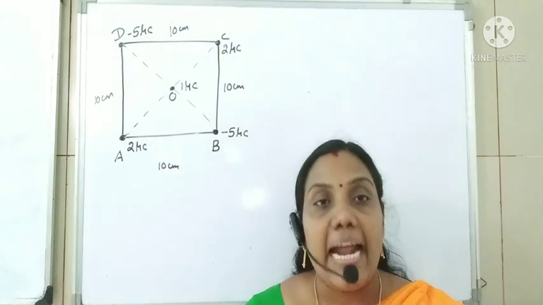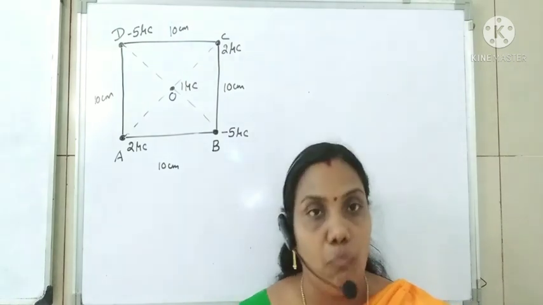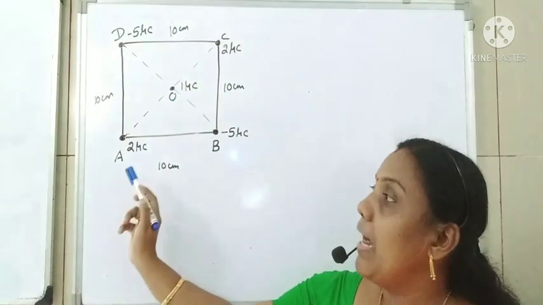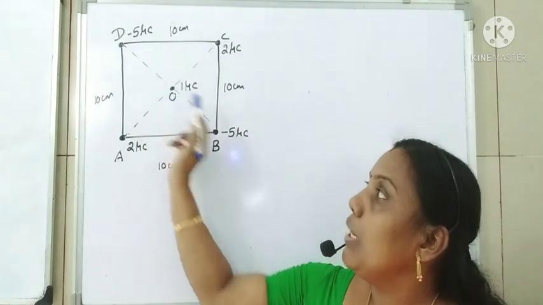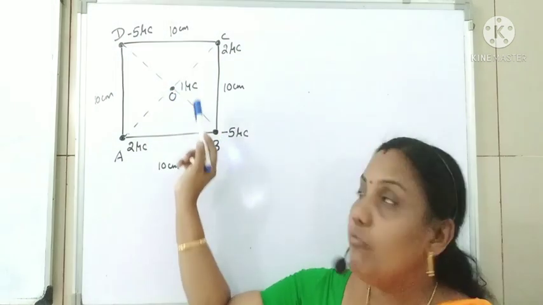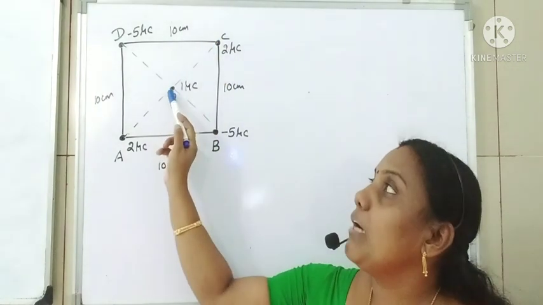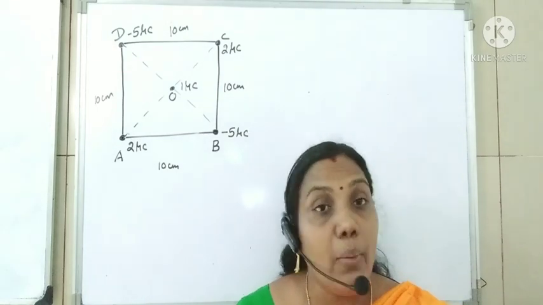How many forces are acting on that 1 microcoulomb? There are 4 forces acting on it. Force on 1 microcoulomb by the charge at A. Force on 1 microcoulomb by the charge at B. Force on 1 microcoulomb by the charge at C. Similarly, force on 1 microcoulomb by the charge at D. Then we can find the vector sum.